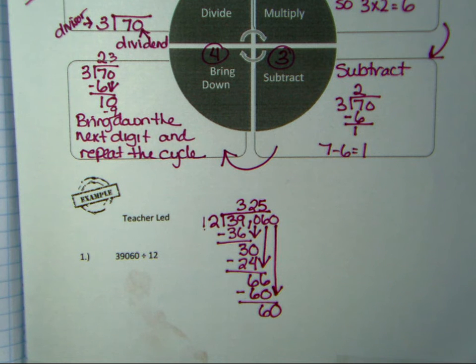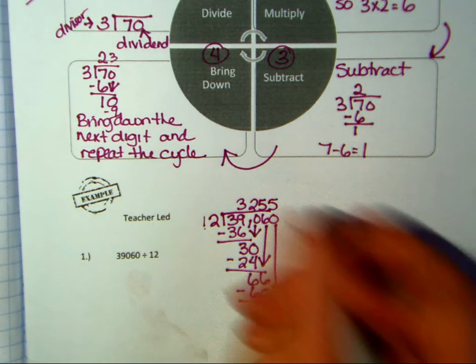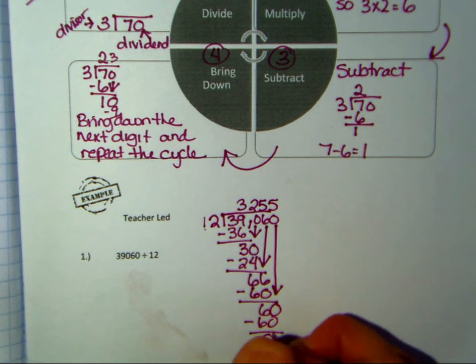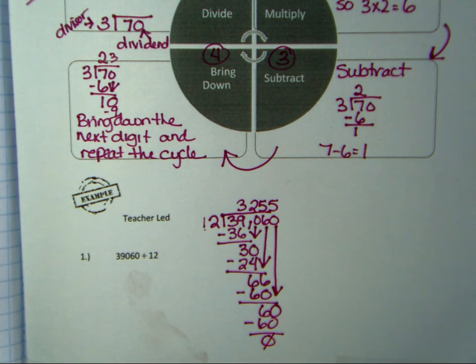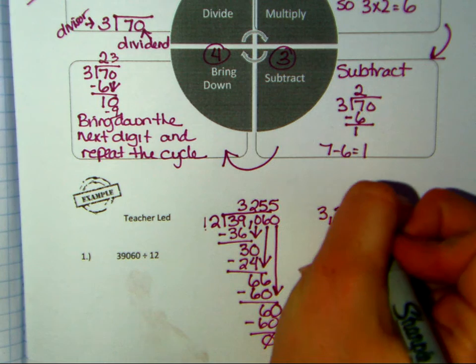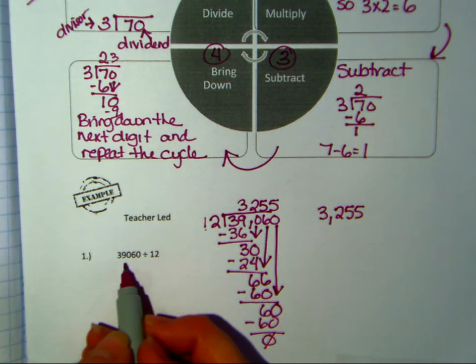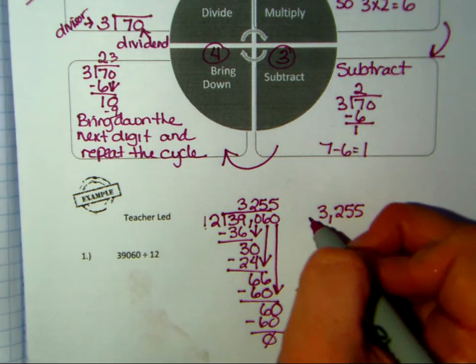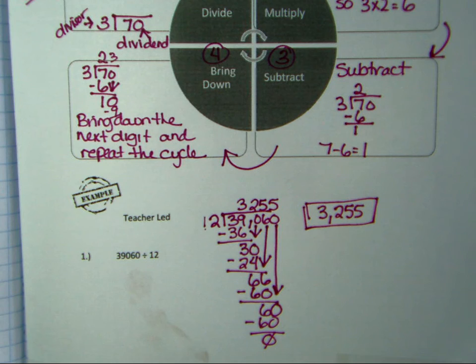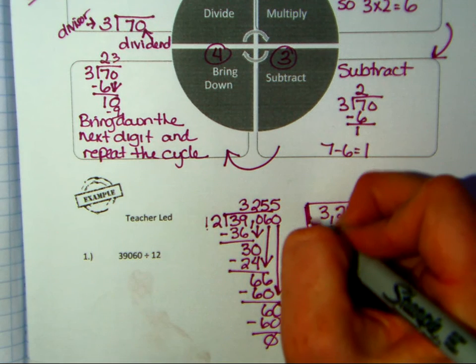And once again, we have 12 goes into 60. How many times? Lane? 5. 12 times 5 is 60. Subtract. And looky there, we end up with a perfect problem. So our answer here would be 3,255. If we divide 39,060 by 12, you get 3,255. And I boxed my answer to clarify that this is my answer.